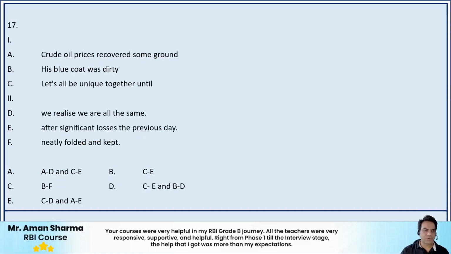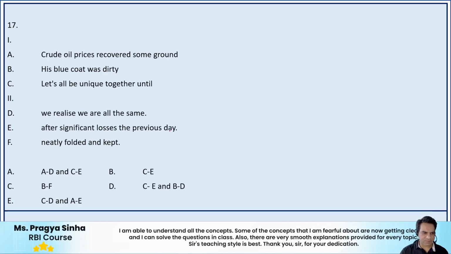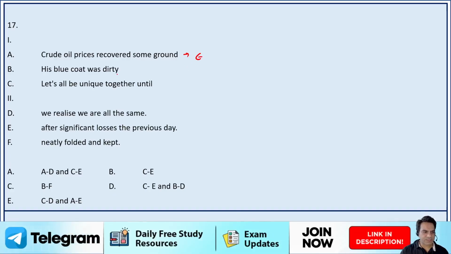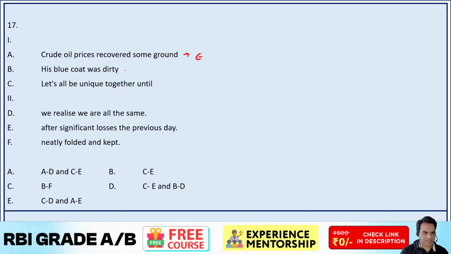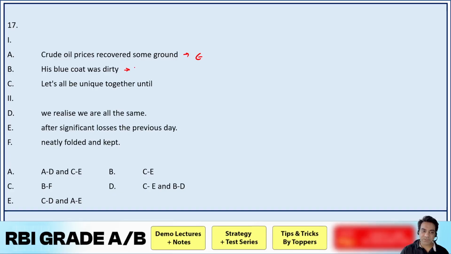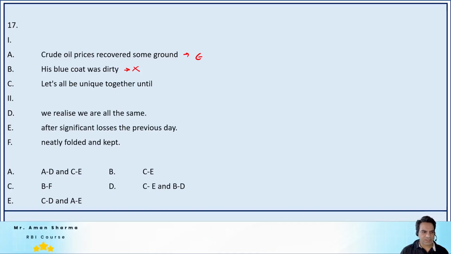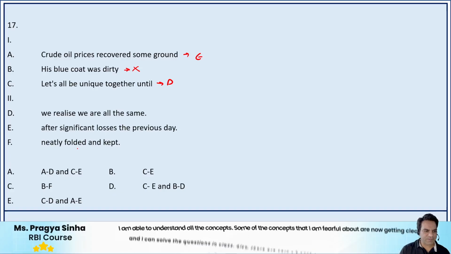Next, crude oil prices recovered some ground after significant losses in the previous day. Yes, so A with E. His blue coat was dirty. We realize we are all the same, neatly folded and kept. No, it does not match with any of them. No, guys, this is also possible. It might not connect with any of them. Let's all be unique together until we realize we are all the same. Yes, so A with D. So B with F does not make any sense.